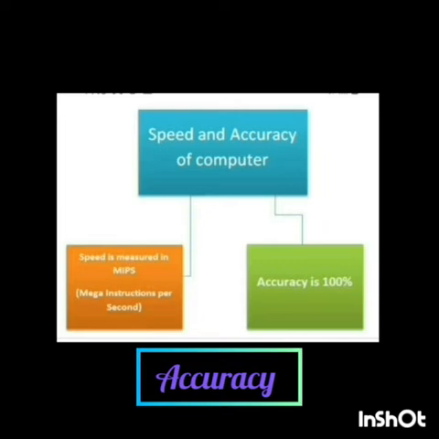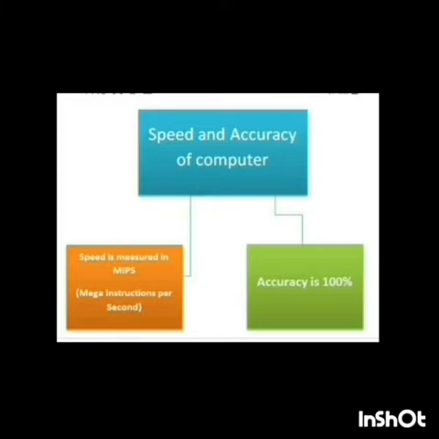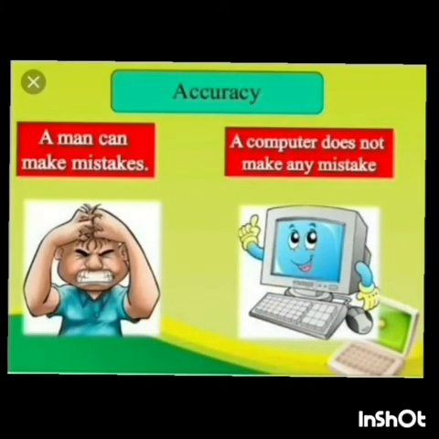Next is accuracy. Accuracy means the degree to which something is true or exact. A computer performs with 100% accuracy. If the correct data has been given to the computer, it gives an accurate result. It does not make any mistake.